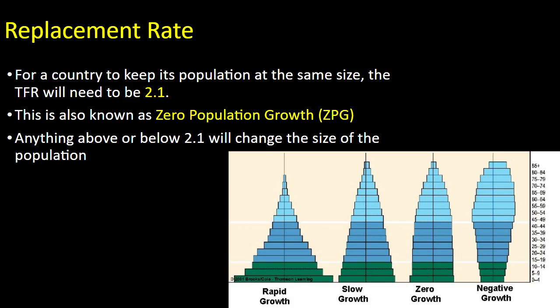If you look at these population pyramids here, rapid growth, if a country looks like an actual pyramid, it's more likely going to be a developing country. Slow growth, zero growth, and even probably negative growth are going to be your developed countries.